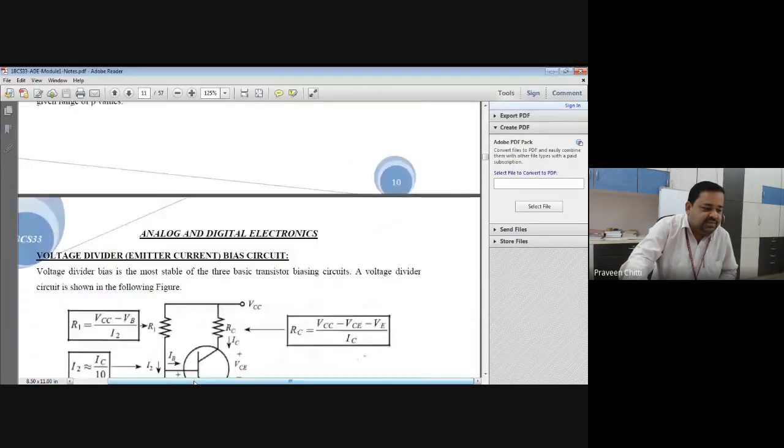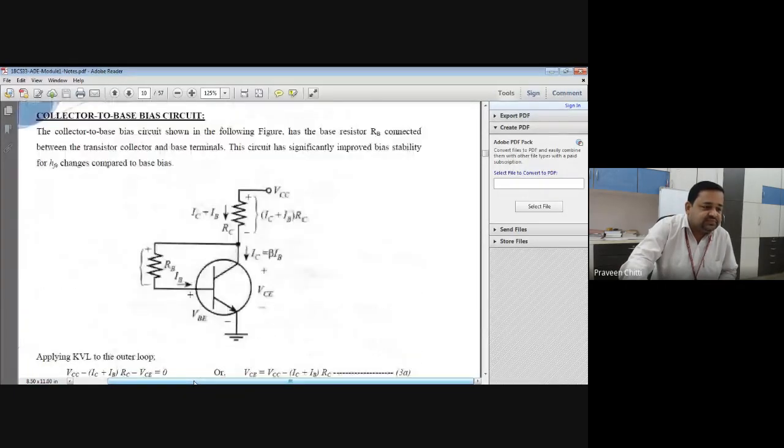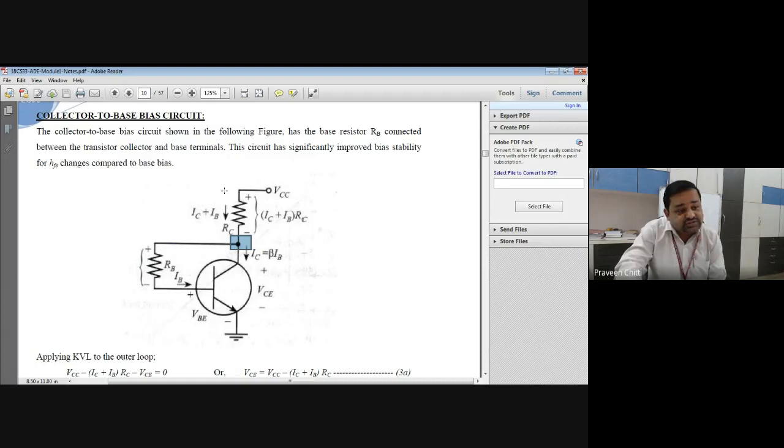Now next, I will be explaining in brief about the collector to base bias circuit. You can see here what is the difference between the previous circuit and this circuit. It is almost the same. In the previous case, we connected resistor RB between the base and the supply voltage. But here we are not connecting the resistor RB between base and supply voltage. Where are we connecting this RB? Between base and the collector. We are not connecting to the supply.